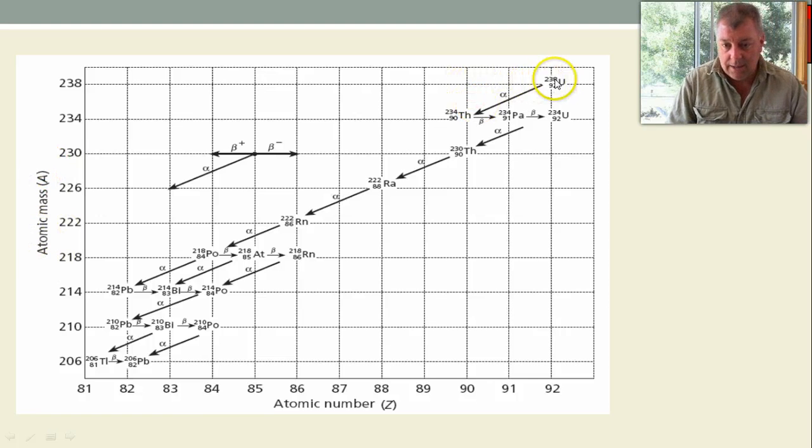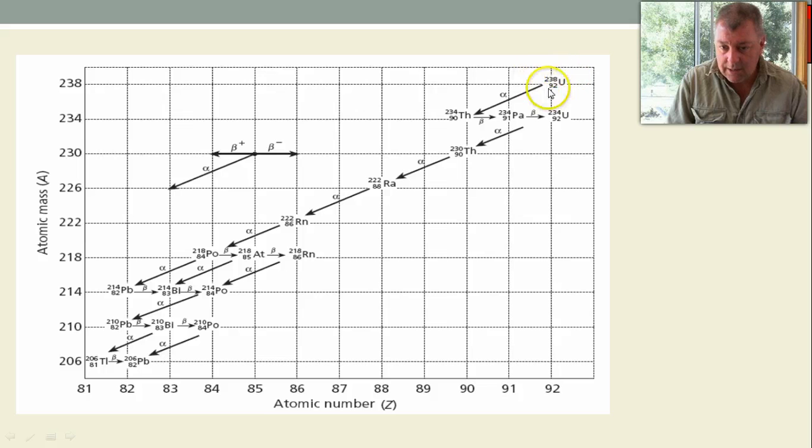And here is a decay series. Beta positive decay causes a jump like that. Beta negative decay causes a jump like that. So that's the beta that we normally talk about. And you can see on this diagram that most of the beta decays are beta negative. And then alpha causes a jump like this, because you're losing an alpha particle.